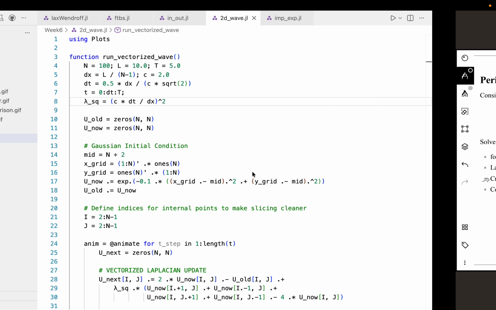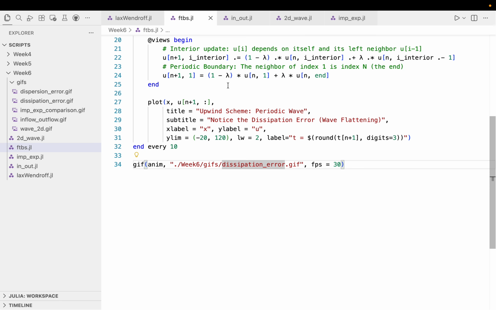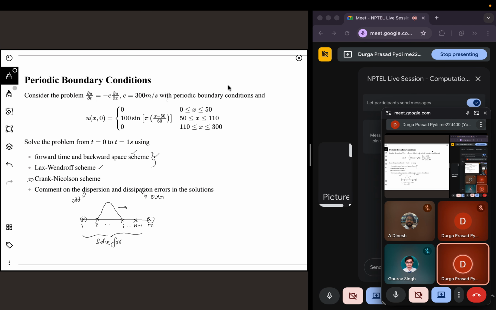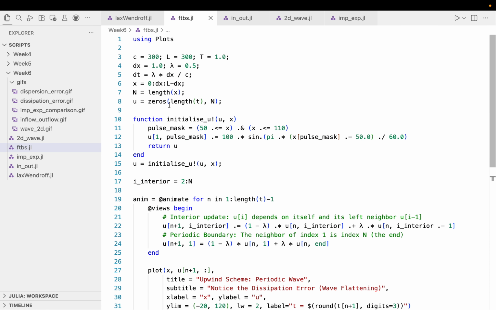Let's see how to implement this in code. So let's start with forward time, backward space. As I said, we are not doing forward time, forward space because that is unstable for this particular problem. With c greater than 0, this is an unstable scheme. So we'll only use the forward time, backward space.